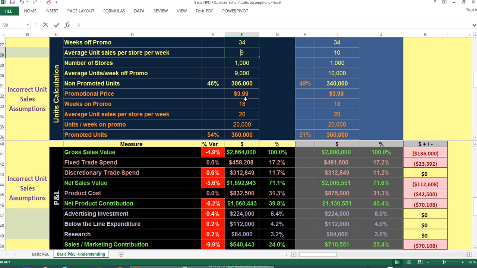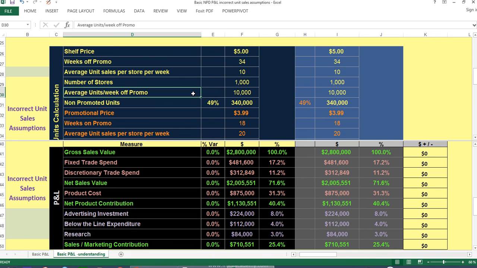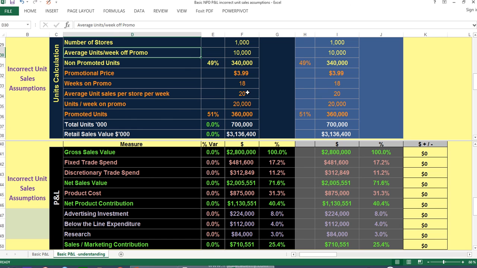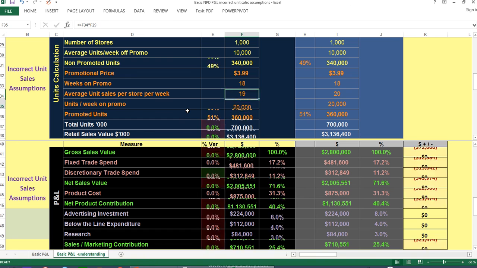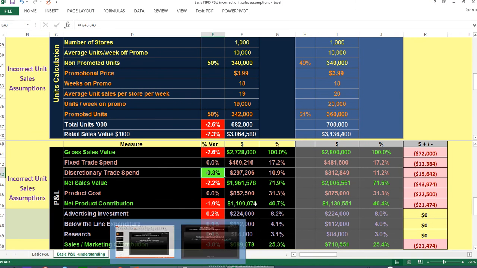So all we've done is brought that down to 9 and had a look at the impact on the P&L. I'm going to swing that back to 10 and say, okay, so let's assume that we hit the average unit sales per store per week on the regular shelf price. We do not achieve the uplift. So again, if I drop that from 20 units per store per week to 19, the impact is a bit smaller. In terms of discretionary trade spend it is better because there are fewer units to promote on. But overall, it's still a negative story. You are basically negative 3% on your P&L there.